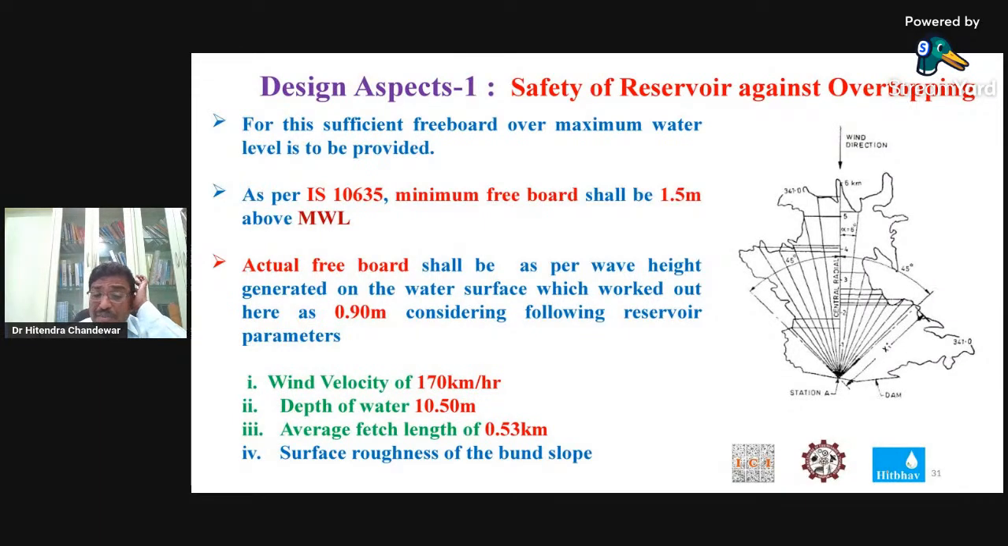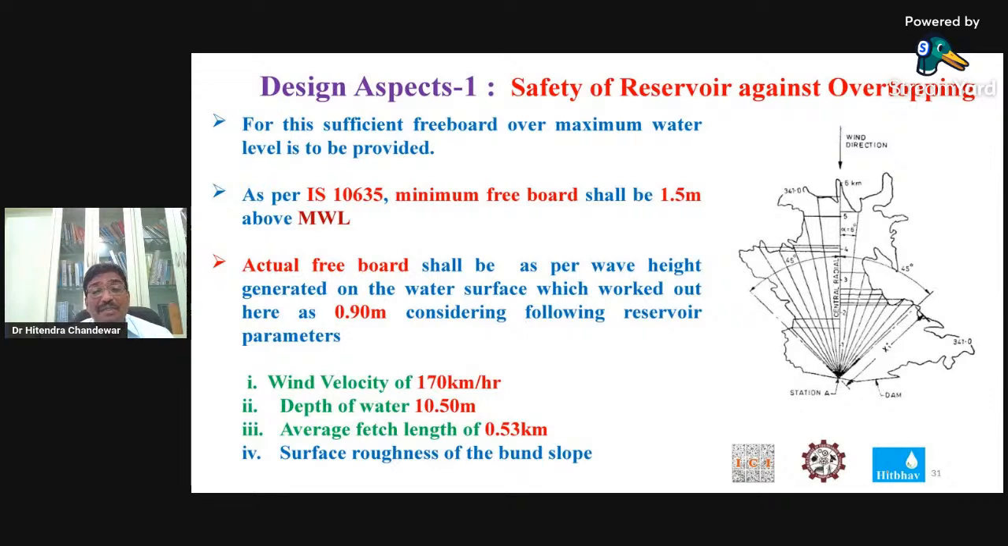Your water should not overtop the earthen bund. So we always go with the minimum freeboard criteria. The top of the bund we always keep more than 1.5 meter above the maximum water level in the reservoir. But this is the minimum case. It should be minimum 1.5 meter above the maximum water level. But anyhow, you have to calculate the freeboard requirement as per the code requirement.